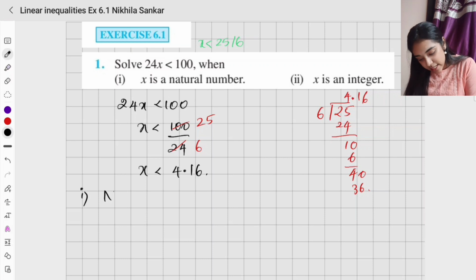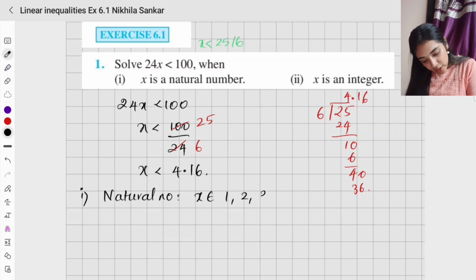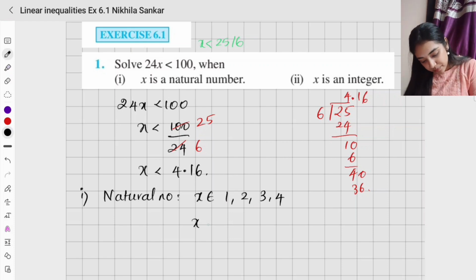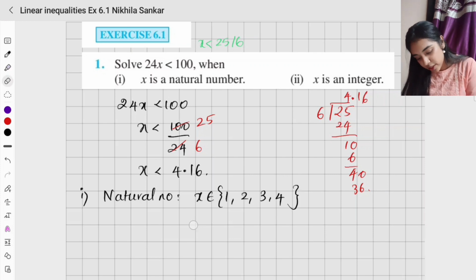First subsection, x is a natural number. Natural number means my natural numbers start from 1. So x belongs to the values 1, 2, 3, 4. The value is less than 4.16, so it includes the value 4. Okay. So what is x's value? This is my solution set. Okay. This is how you write your final answer.